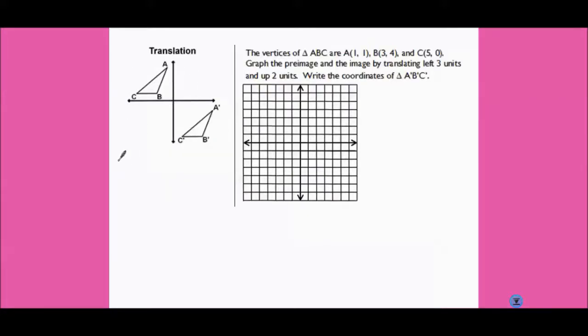Translation. Translation means the figure is going to slide. So the vertices of triangle ABC are at 1, 1, and that's A. B is at 3, 4. And C is at 5, 0. Draw my triangle.